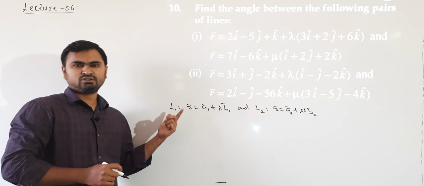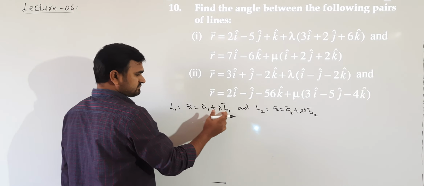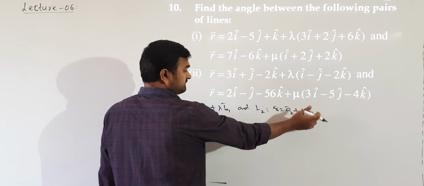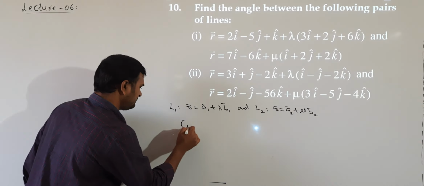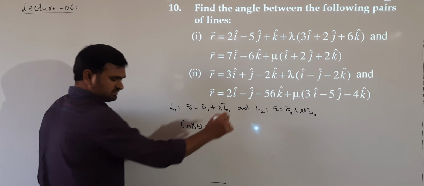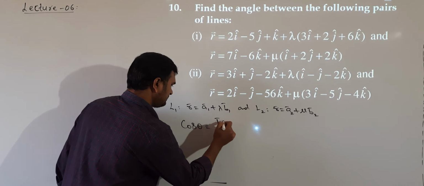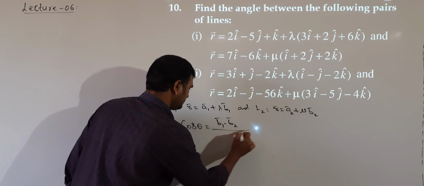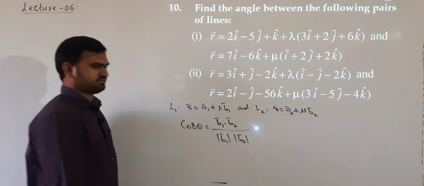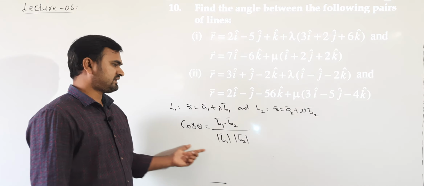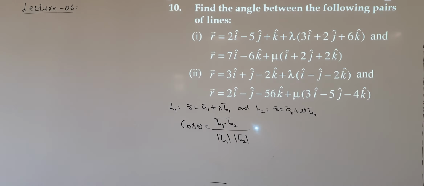We know that angle between two lines is same as angle between their parallel vectors. First line is parallel to b1 bar and second line is parallel to b2 bar. So angle between these two lines is given by cos theta. Using dot product we will find the angle between two vectors. Cos theta is equal to b1 bar dot b2 bar divided by magnitude of b1 bar into magnitude of b2 bar. Using this formula we will find the angle between two lines. So consider the first part here.